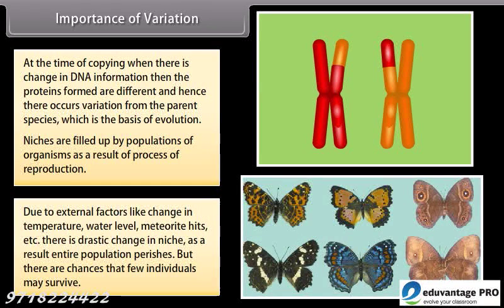Due to external factors like change in temperature, water level, meteorite hits, etc., there is drastic change in niche. As a result, entire population perishes. But there are chances that few individuals may survive. We can understand above discussion with the help of an example.